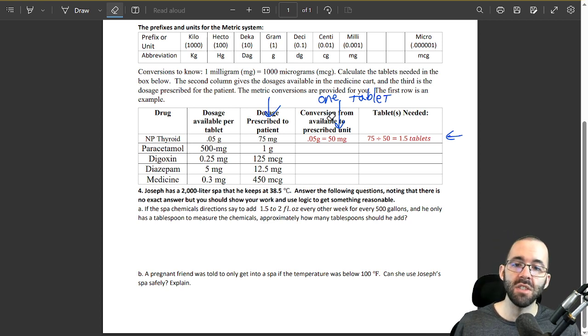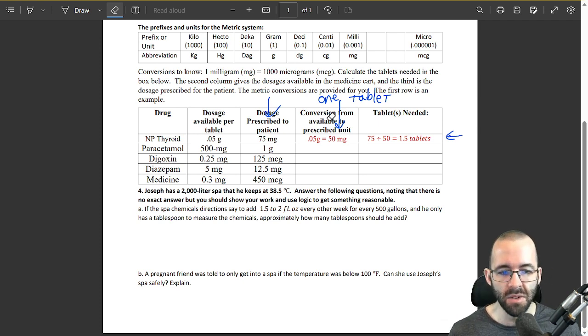Let me know if you have more questions. I will talk about number 4, but I think the first 3 are usually the ones that students have more questions with. So I'll focus my time on that.